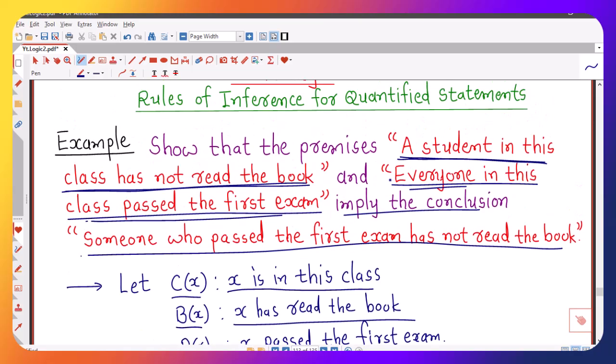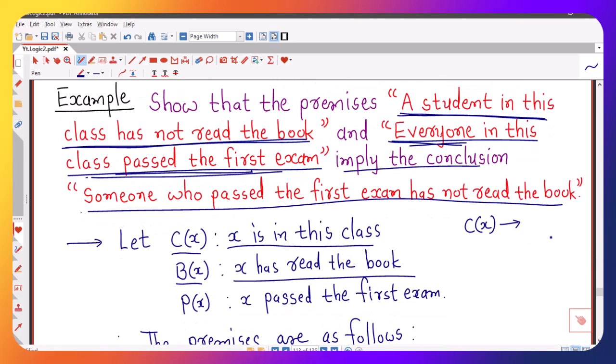Second premise is everyone in this class passed the first exam. That means if x is in this class, that is C of x, then x has passed the first exam. So x has passed the first exam is denoted by P of x, and this is true for all x. So second premise will be for every x in the domain. Domain can be considered as the set of all students. So everyone in this class, that is C of x, means every x is in this class and x passed the first exam.